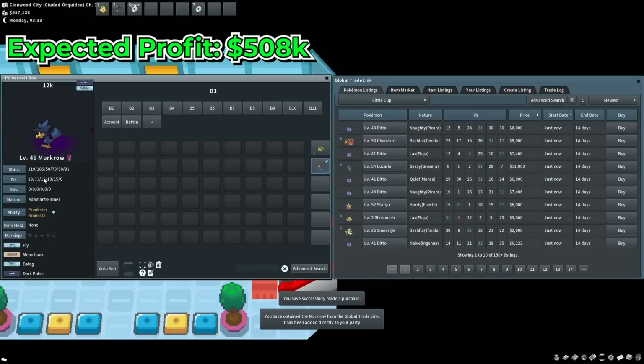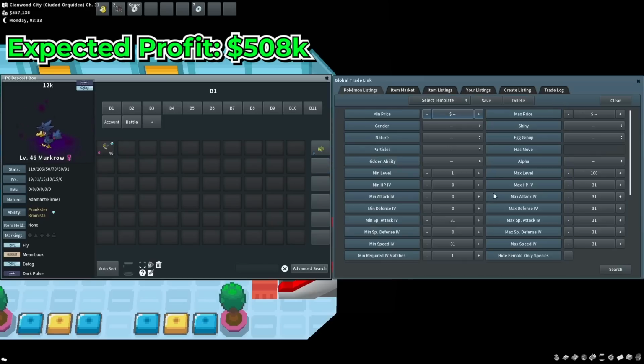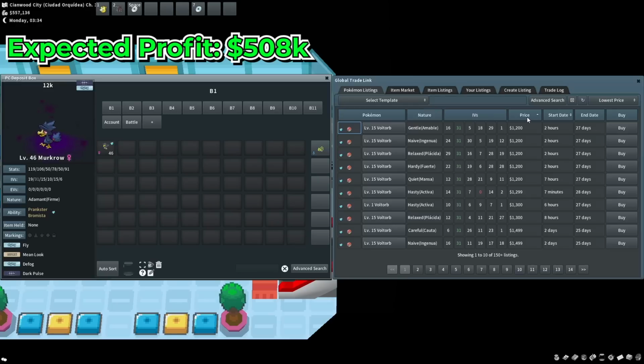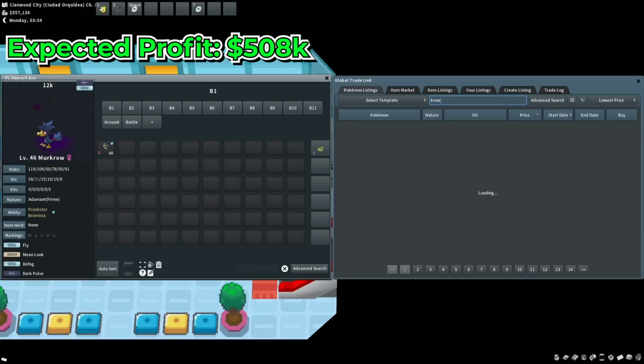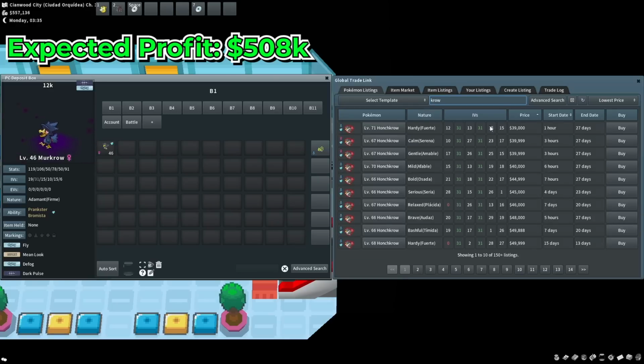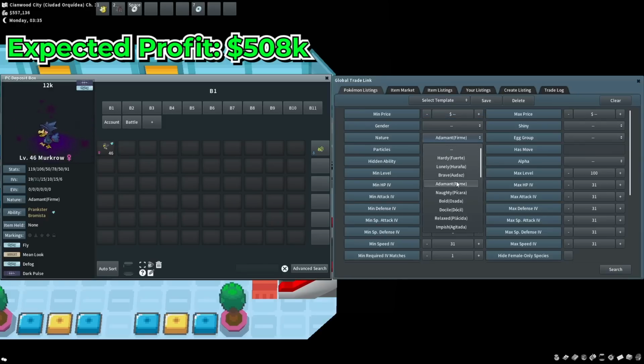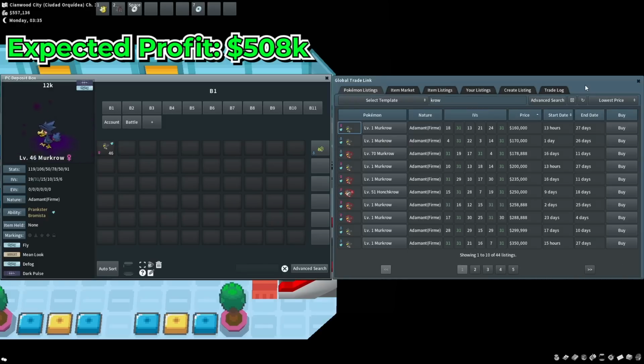So this is a Murkrow being 31 Adamant and 31 in attack, which is its most important stat. And this usually goes for way more than this, especially since Murkrow is a raid Pokemon and it needs the Prankster ability, which is its hidden ability. So just by being this, a Murkrow goes for around 40, but this one is alpha, so let's see if we can do something like this.